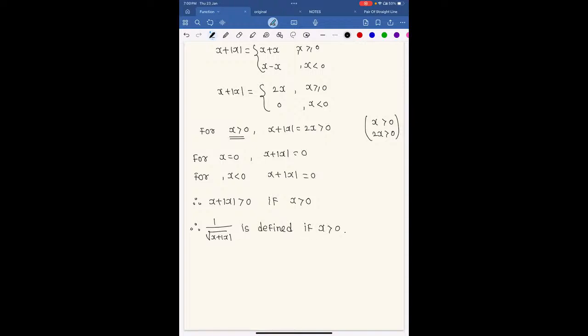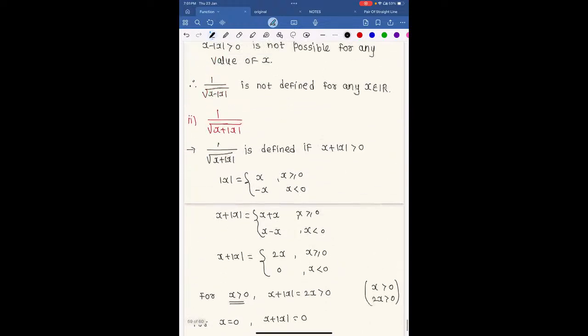So therefore possible values काय आल्या? For which values of x? We have to find out for which values of x 1 upon root of x plus mod of x is defined. So for x greater than 0, means for x belongs to open interval 0 to infinity, the expression 1 upon root of x plus mod of x is defined. Okay. So that is x belongs to open interval 0 to infinity. So clear question number 2 सगळ्यांना? Yes.